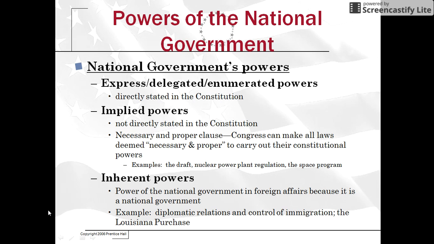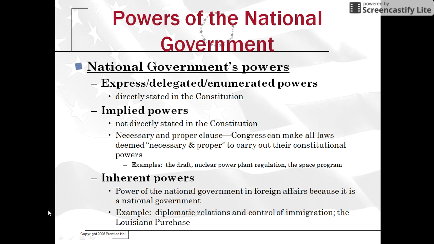Okay. There is something called implied powers. They're not directly stated in the Constitution. They're implied. This comes from the necessary and proper clause, sometimes called the elastic clause because it stretches. Congress can also make all laws that they think are necessary and proper to carry out their constitutional powers. In other words, carry out their delegated powers.